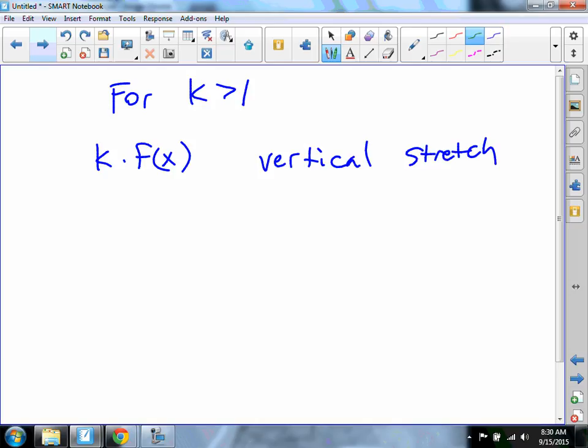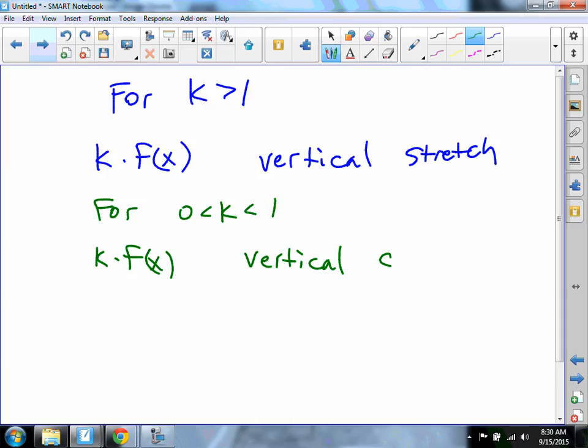Then the other kind, if k is between 0 and 1, again it's k times f of x. This one's the opposite of a stretch. Some people use another s word, but actually a c word is better. What's it called when you squish something down? When you compress it. So it's a vertical compression.